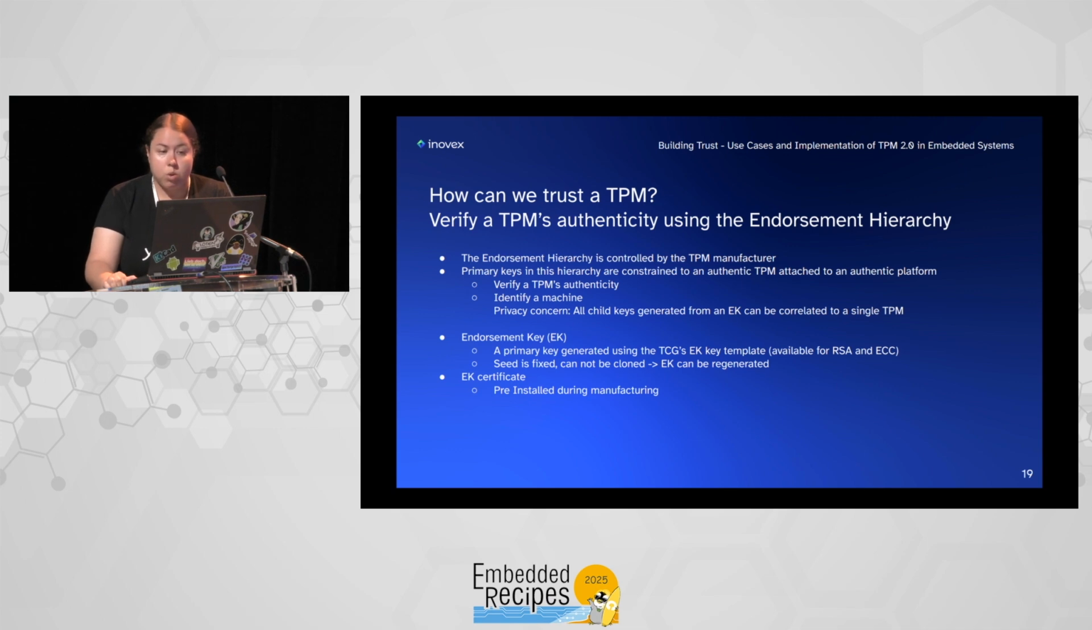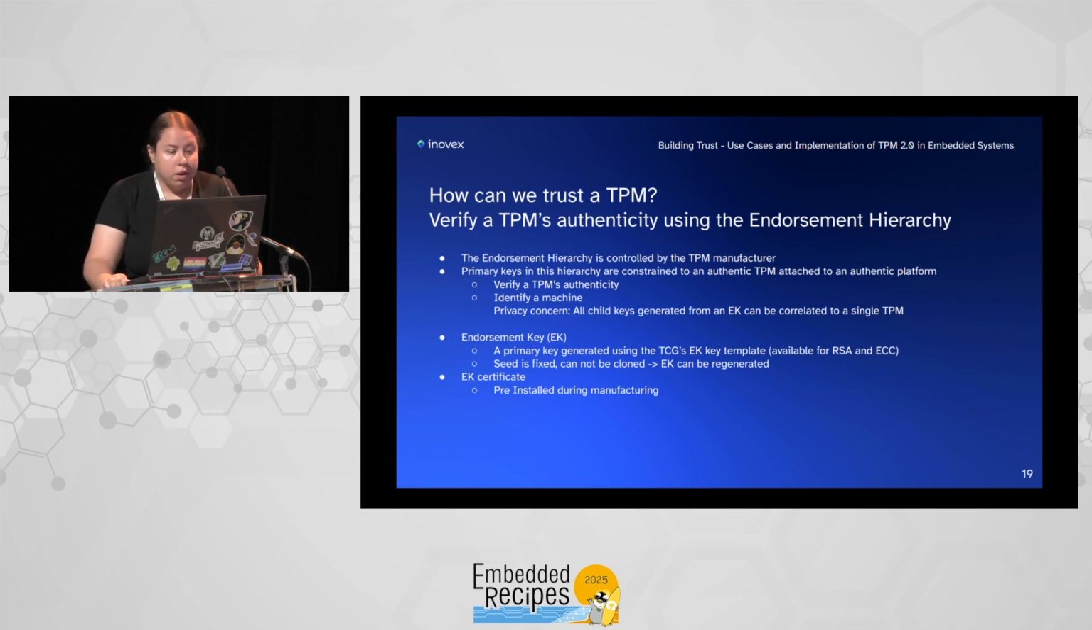As said, this hierarchy is controlled by the TPM manufacturer. And the primary keys in this hierarchy are really constrained to one specific TPM. And with that, you can verify it's authentic. You can really identify that machine. So if there are keys generated with this endorsement hierarchy, you can track them down. They really were generated by that machine, which is also a bit of a privacy concern, depending on your use case.